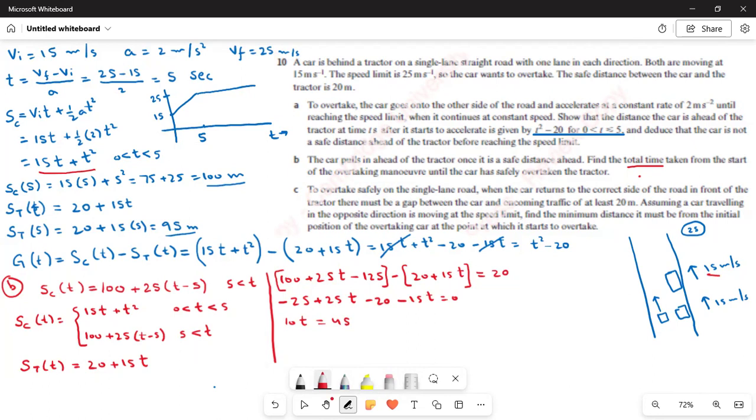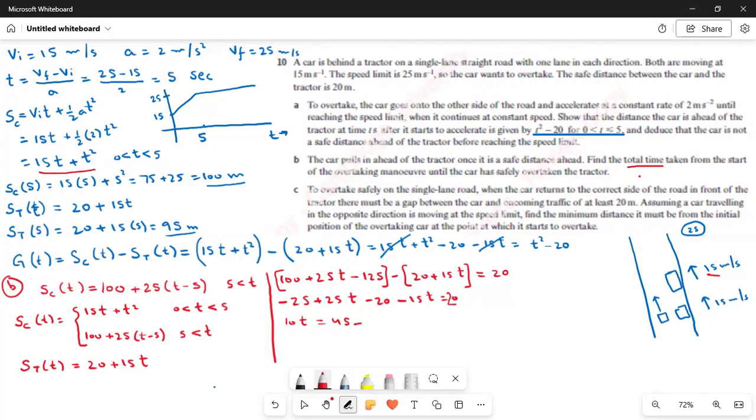Minus 20. So I did something. Error one here. Minus 20 minus 15. Yes. Okay, so this is, okay, sorry. This is 20. Yes, yes, yes. Okay, I'm sorry.